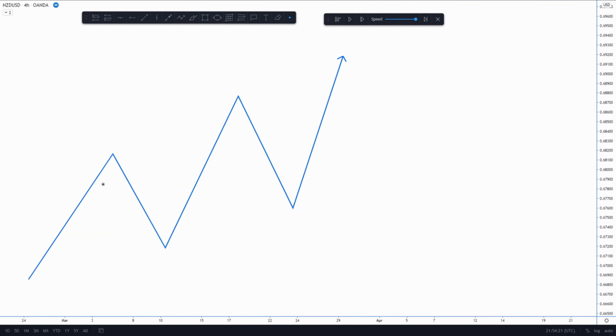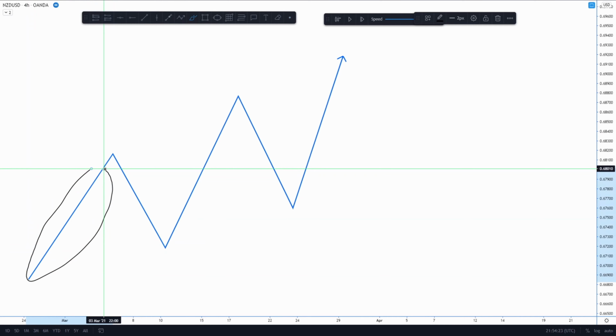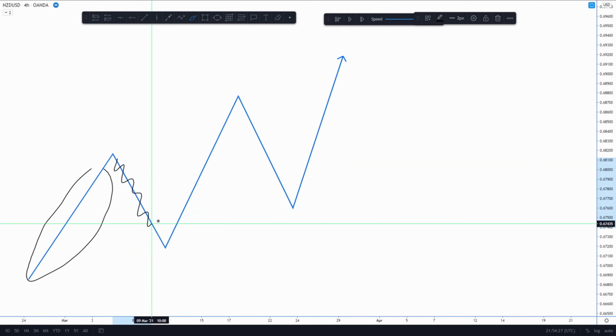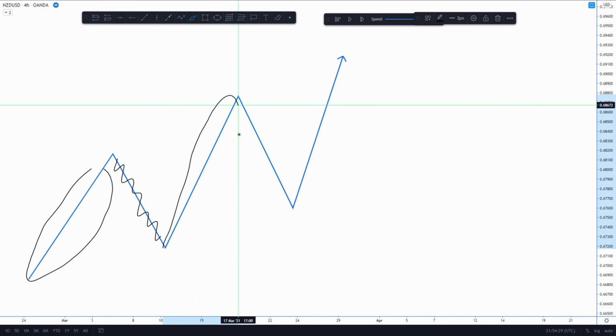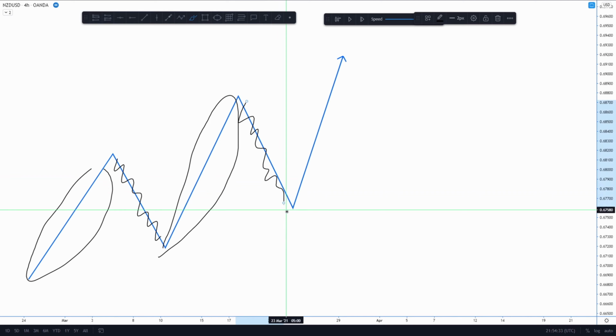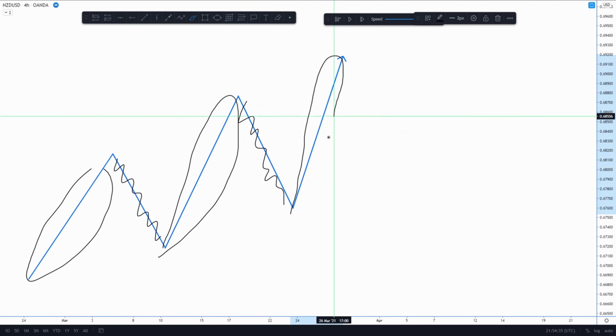So what we can see here, we've got an impulsive move to the upside, which is this leg. Then we've got this corrective move to the downside. Then we've got another impulsive move to the upside. Then a corrective move to the downside. Boom, we've got another impulsive move.